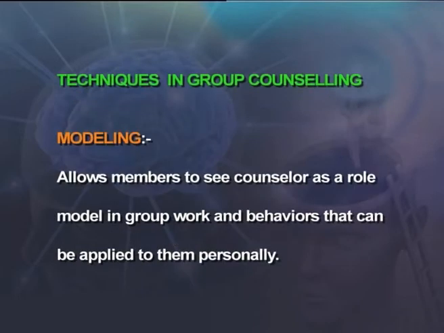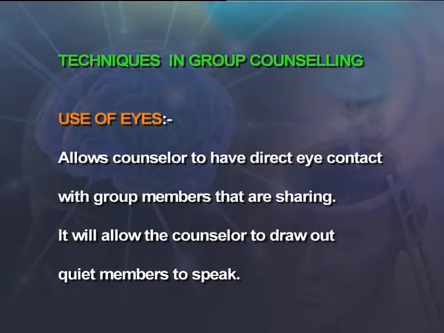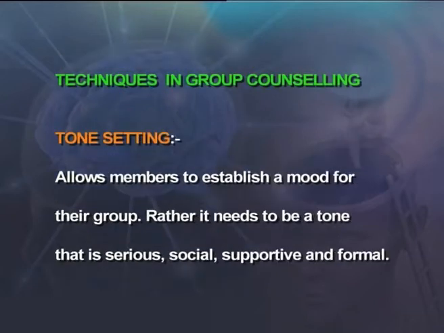Modeling allows members to see counselor as a role model in group work and behaviors that can be applied to them personally. Use of eyes allows counselor to have direct eye contact with members that are sharing. It will allow the counselor to draw out quiet members to speak. Tone setting allows members to establish a mood for their group. Rather, it needs to be a tone that is serious, social, supportive and formal.